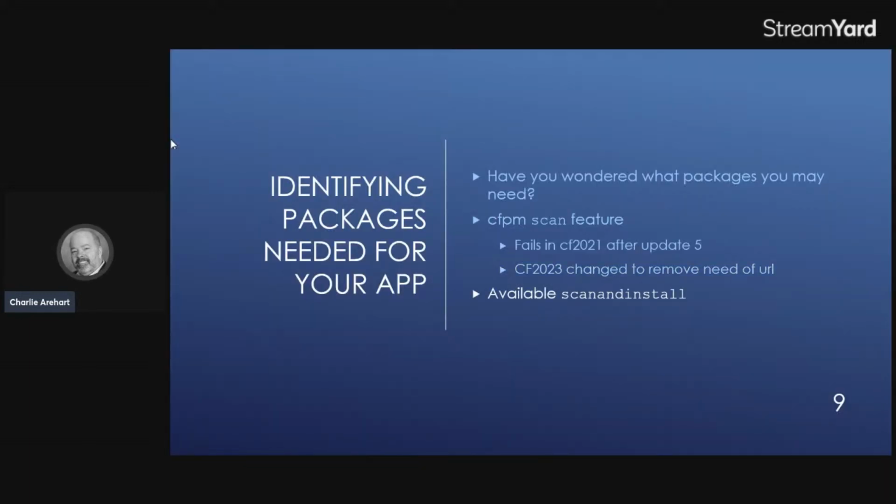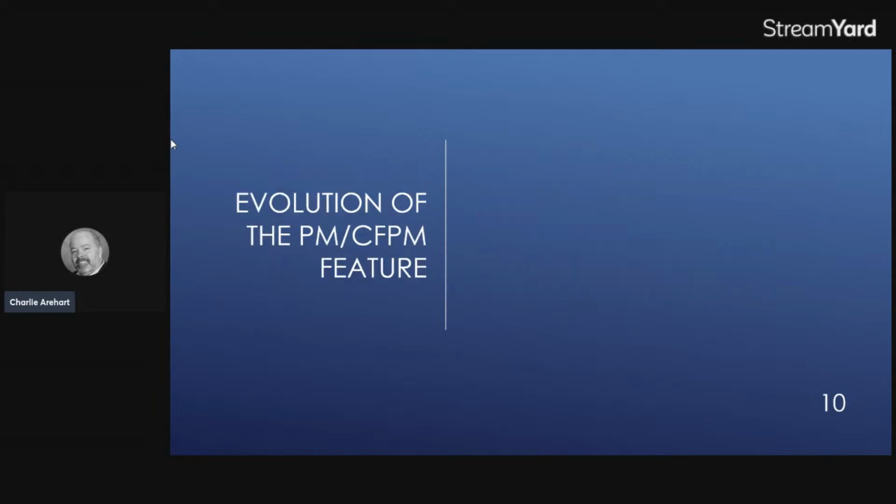And I wondered what I thought I'd forgotten. I just realized I moved it down to the bottom. There's not only a scan feature, but there's also a scan and install. And that says scan my code and install into the current instance where the CFPM is running, install the packages that are needed. That's pretty cool, right? So you could do that. So I'll leave you all to explore that if that's of interest to you.